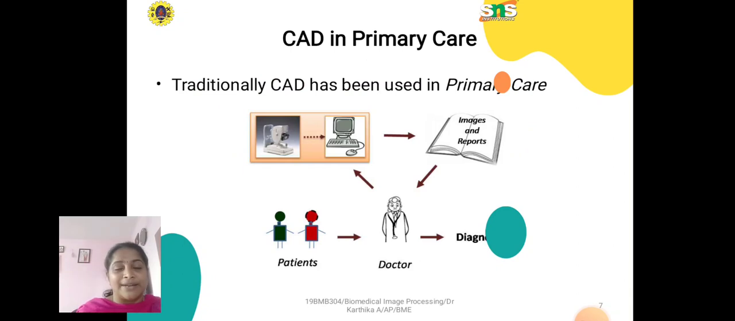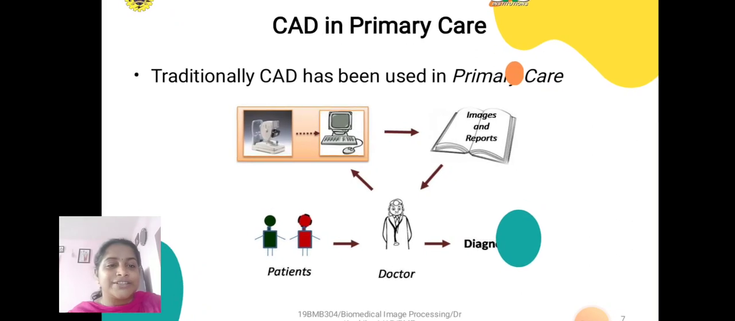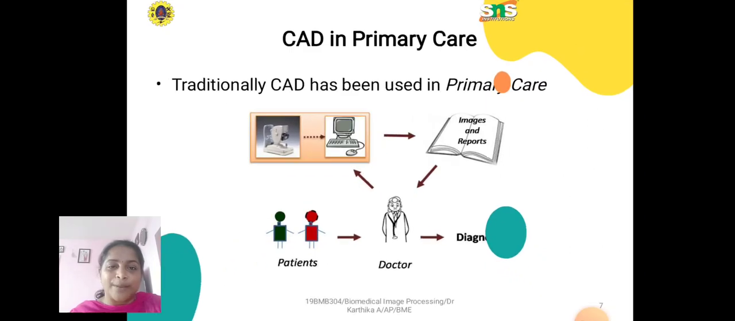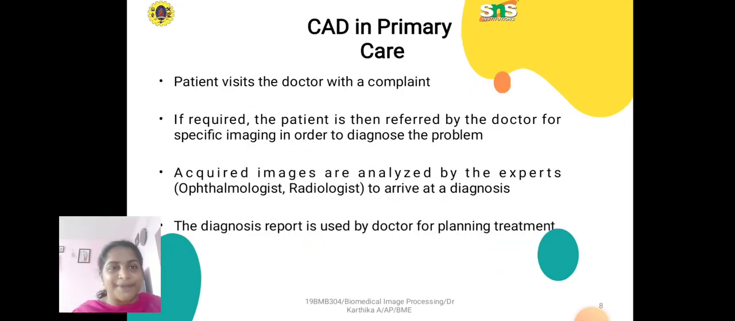Okay, CAD in primary care. Traditionally CAD has been used in primary care. See here the patient, doctor and diagnosis, and we can get the images and reports easily with the help of computer-aided diagnosis. Patients visit the doctor with a complaint. If required, the patient is then referred by the doctor for specific imaging in order to diagnose the problem. Acquired images are analyzed by experts like ophthalmologists and radiologists to arrive at a diagnosis. The diagnosis is a report usually given to the doctor for planning treatment.